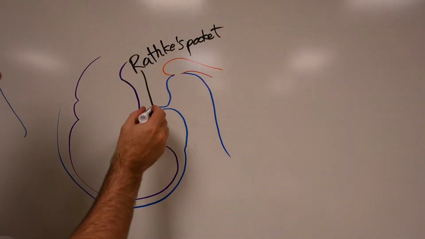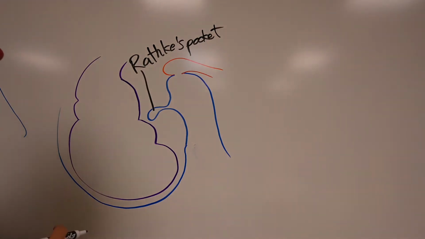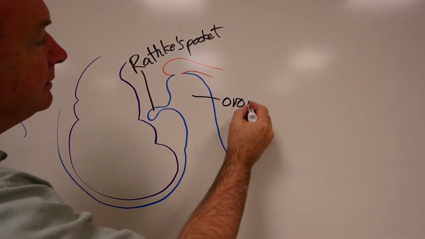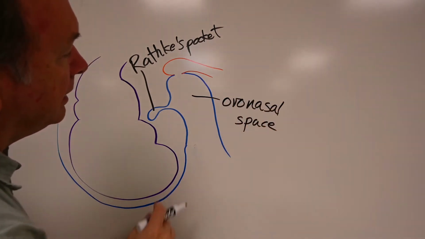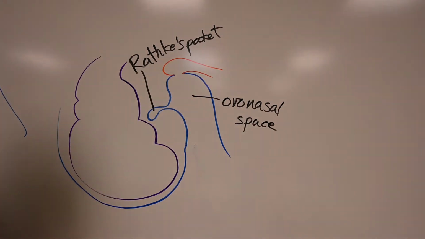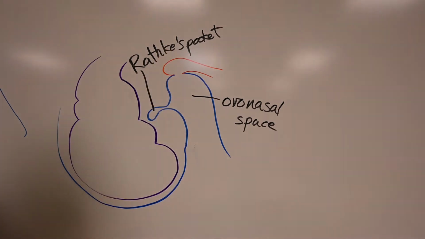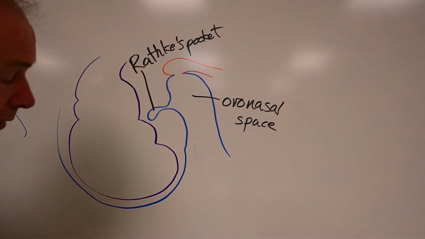Rathke's pocket. Your anterior pituitary is derived from Rathke's pocket. This is still your oronasal space, and this is still pharynx. Our oral membrane is now broken open, so we have connection between the oral cavity and the pharynx. That membrane breaks down. Now we're going to show the next stage in the formation of the pituitary here.